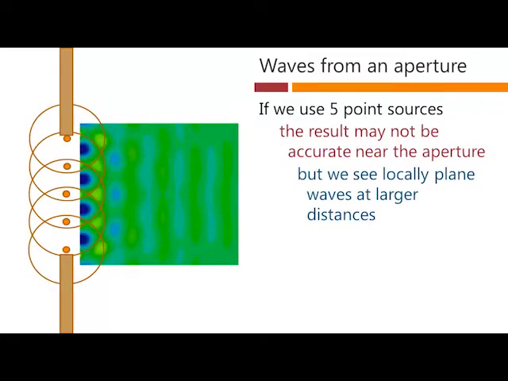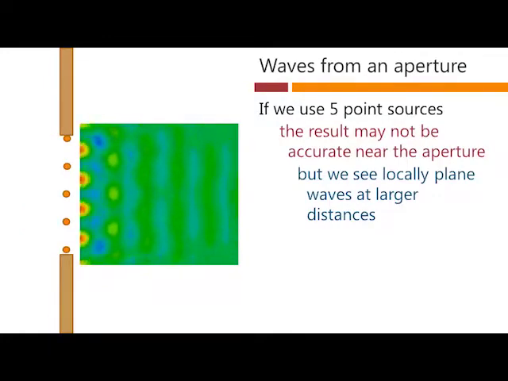If we use 5 point sources, however, things start to look a little better. In fact, we see if we look out here that we're actually beginning to see kind of plane phase fronts, which is what we might think would happen with plane waves that were on the left trying to propagate through this aperture. So let's look at that evolve. It doesn't look terribly accurate near to the aperture itself, but out here in the far field, it's getting quite good.